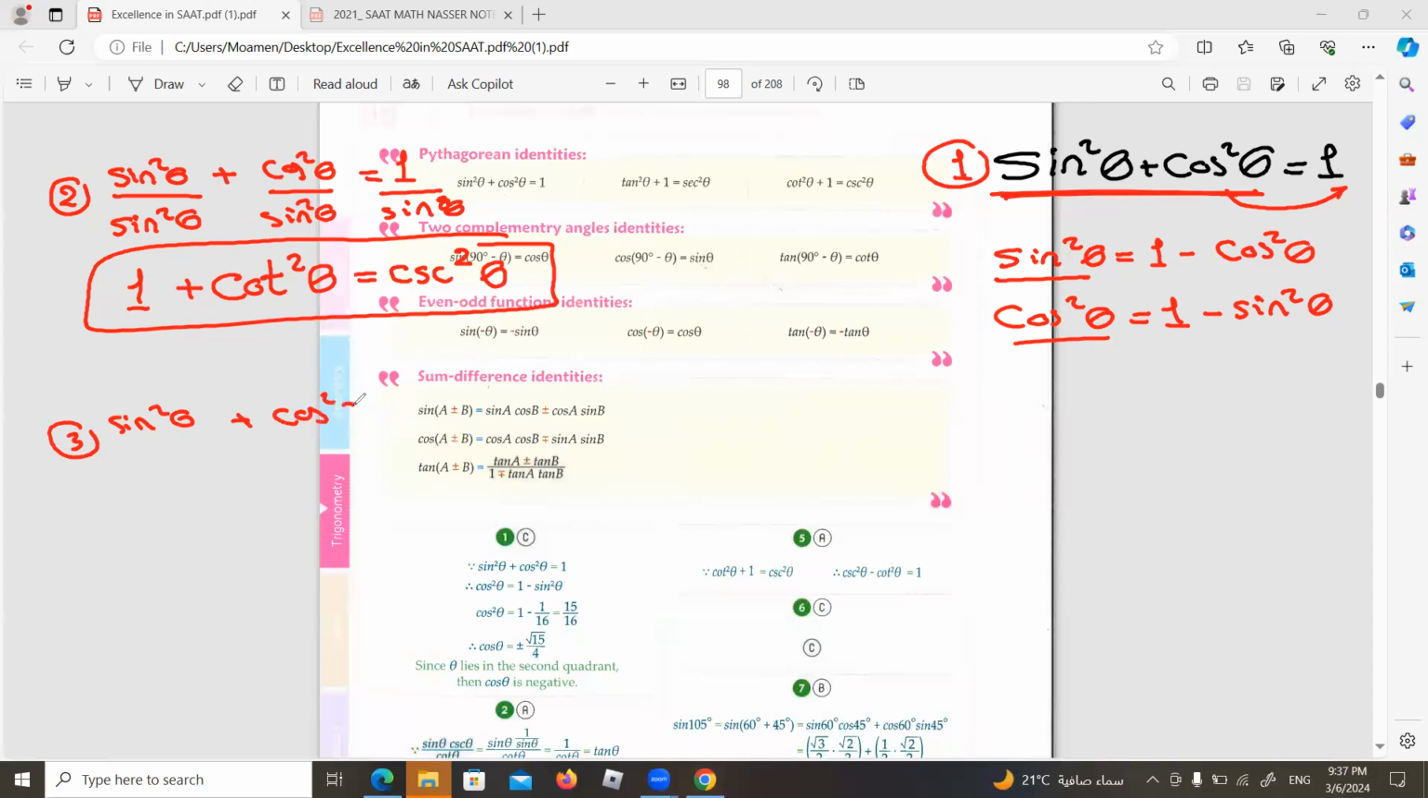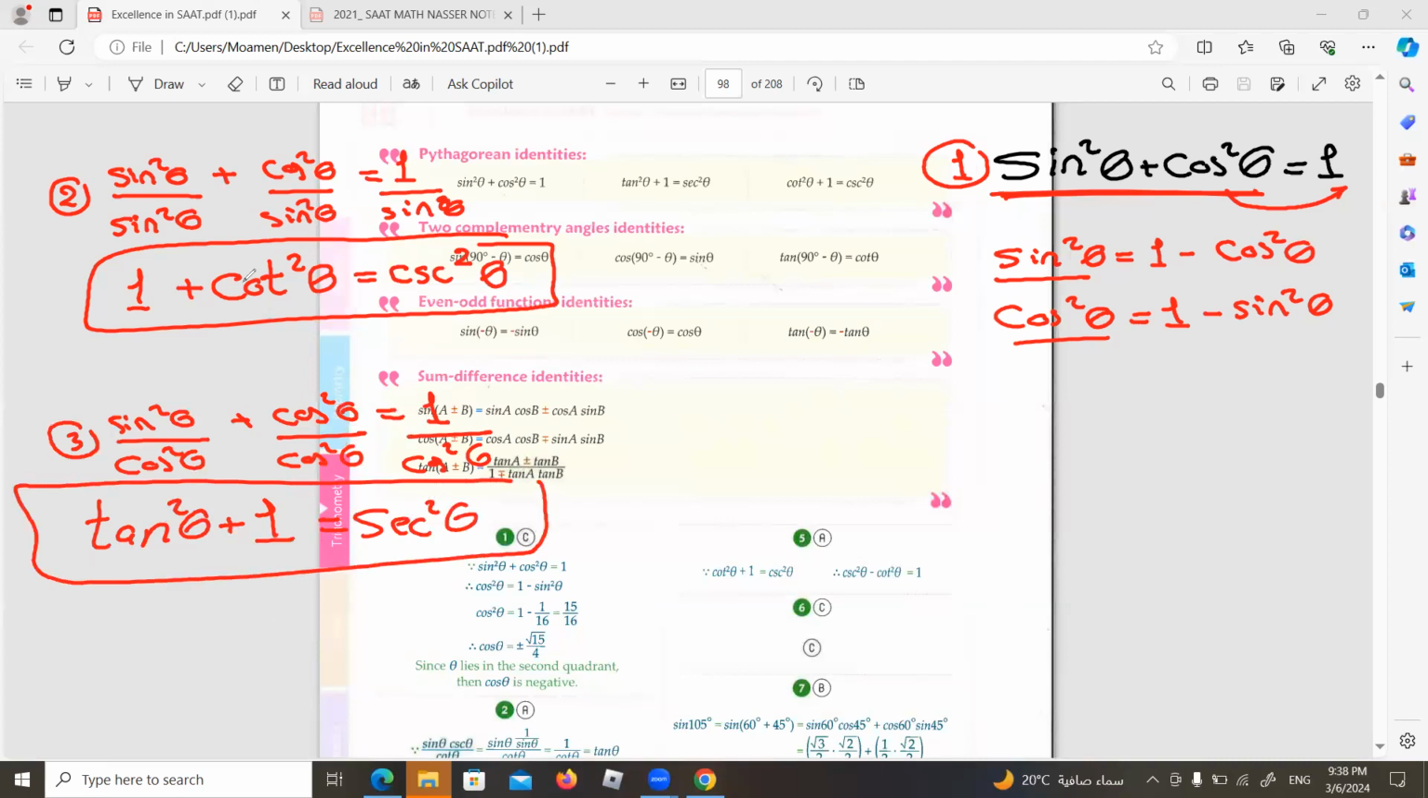Now by the same way, I divide the whole rule this time by cosine squared. Sine over cosine, you said it's tan, so tan squared theta. Any value over itself is 1. 1 over cosine is the reciprocal of cosine, yes, it's sec. So sec squared. This is the third rule: tan squared plus 1 equals sec squared.